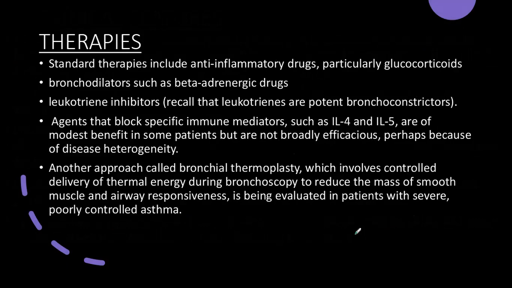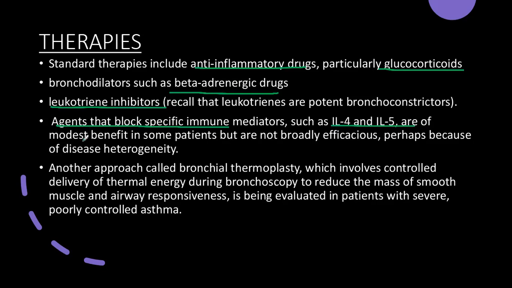Okay, so therapy, but this is more of pharmacology, so I will just go through this very fast. Anti-inflammatory drugs, particularly glucocorticoids, are useful. Beta adrenergic drugs, especially such as salbutamol. Leukotriene inhibitors such as montelukast, zileuton.